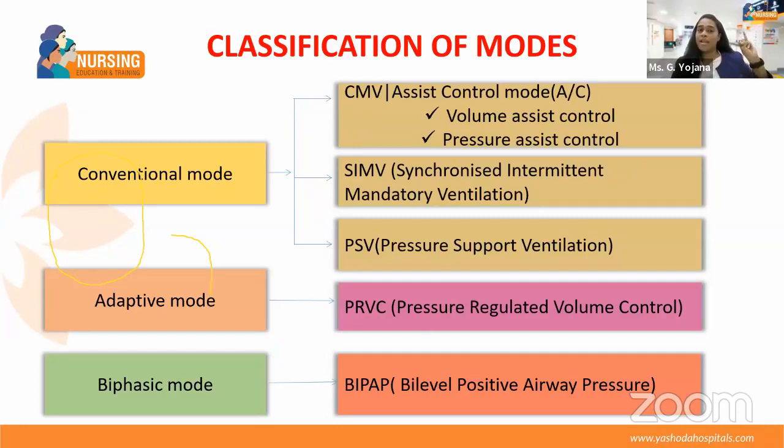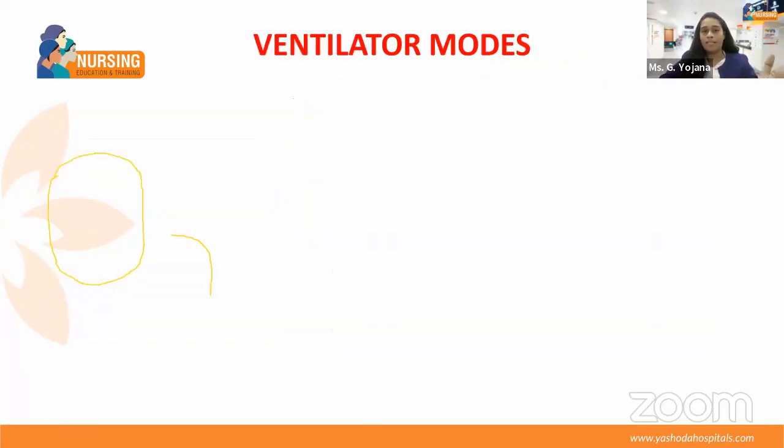One is conventional mode, adaptive mode, and biphasic mode. Conventional mode is the traditional mode, commonly used in ventilators, and I'm going to explain it. In the conventional mode, we can see CMV mode, assisted control mode, SIMV mode, and PSV mode. In adaptive mode, you can see PRVC, and in biphasic mode, BiPAP. So let's see these modes in detail, one by one.